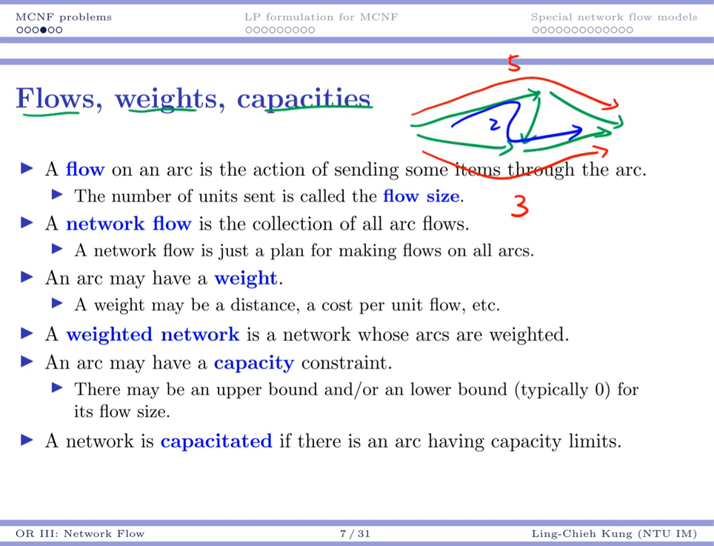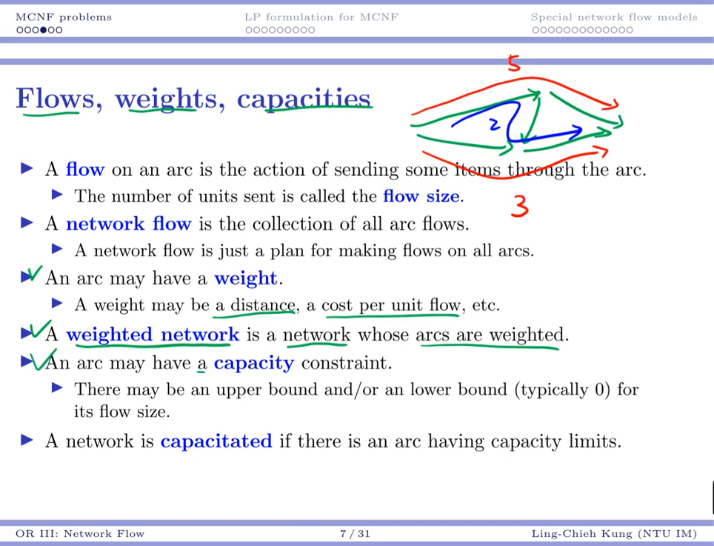A network flow can be considered as a solution. It's a plan for making flows. Each arc may have its weights. In many cases, these represent distance, cost per unit flow, and so on. Typically that represents how expensive it is to ship 1 unit from here to there, how much time it takes, and so on. So a weighted network is a network in which you have weights on arcs.